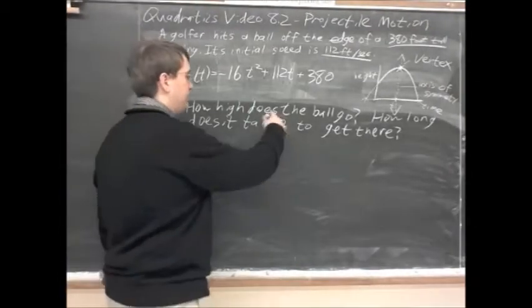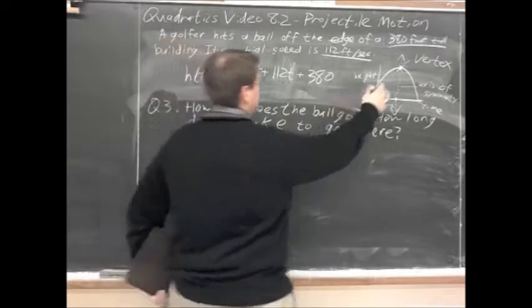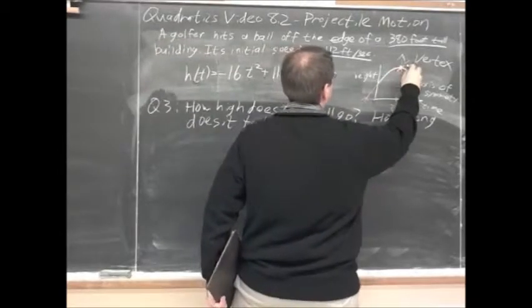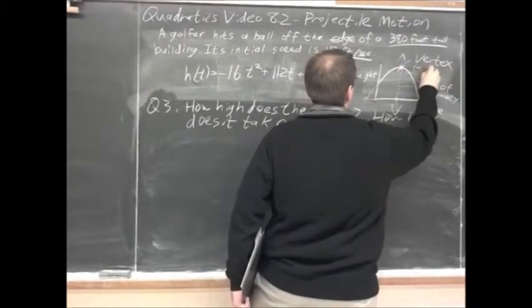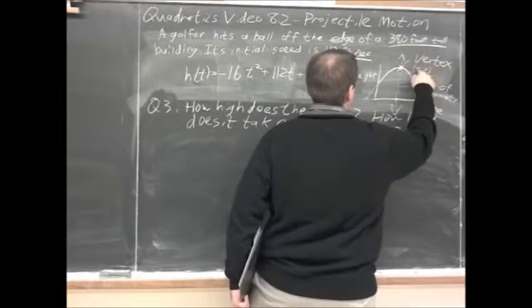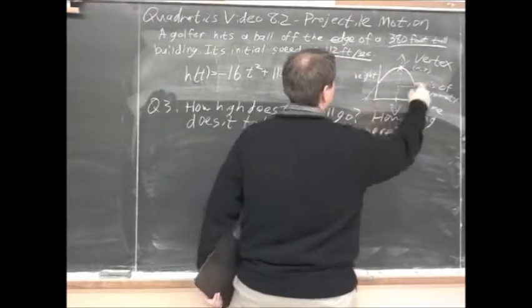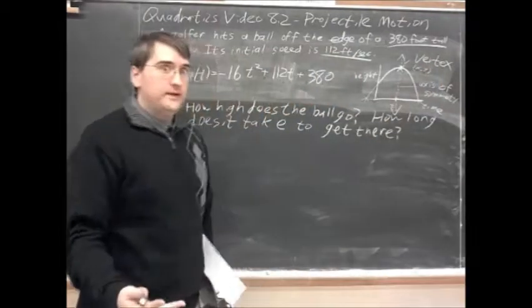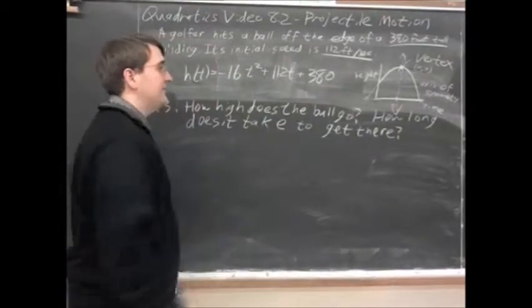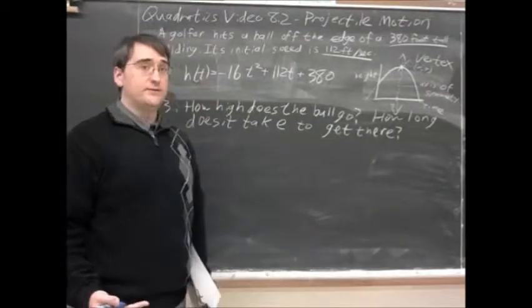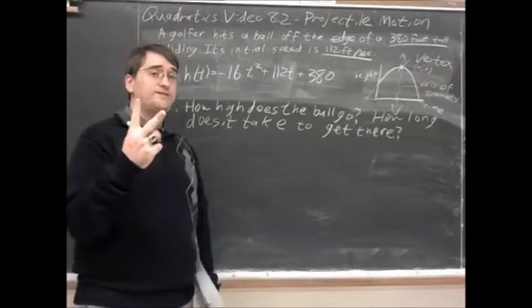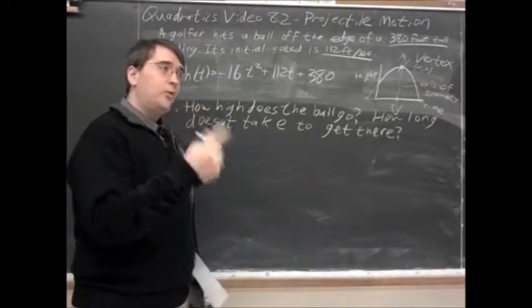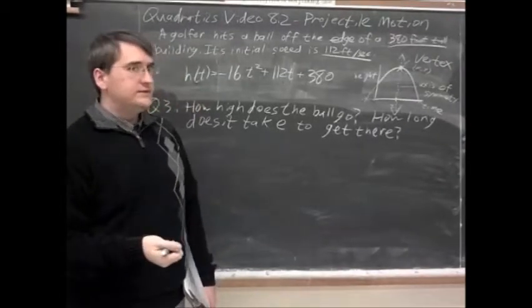The height, then, will be determined by the vertex, the xy coordinate of that point. The x-coordinate will be the time that it reaches the maximum height. The y will be that maximum height. So I need to answer that question first. I need to find the axis of symmetry. There's two ways to find the axis of symmetry. One tends to be more convenient than the other.